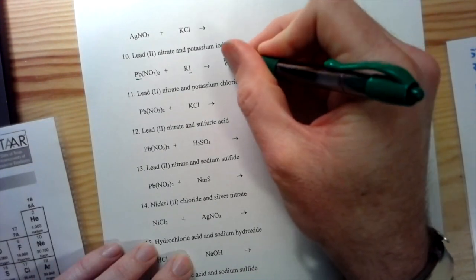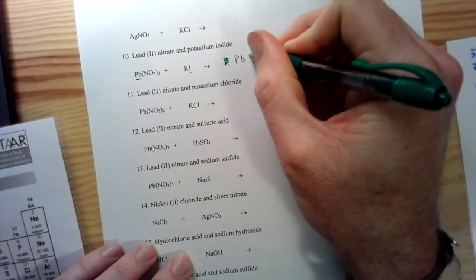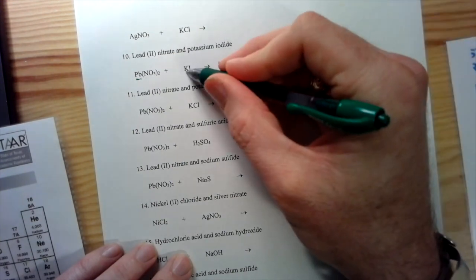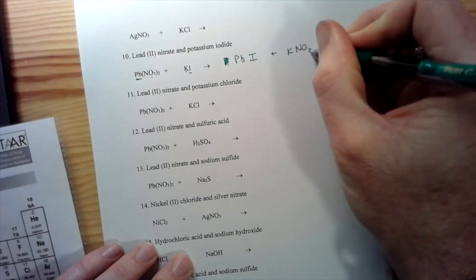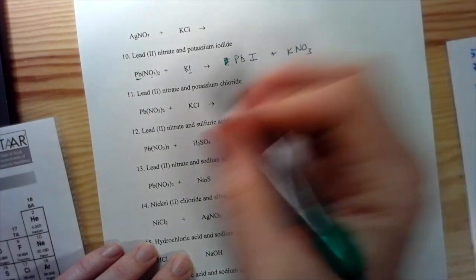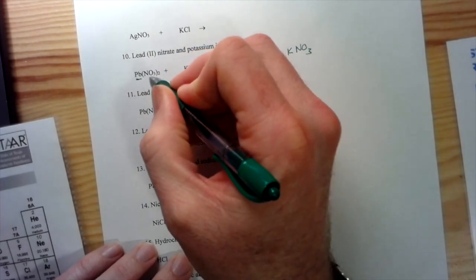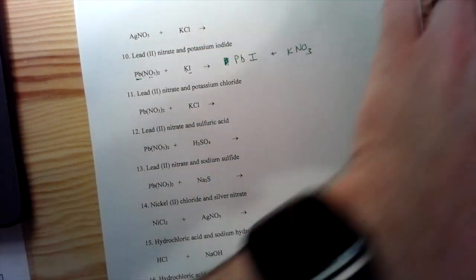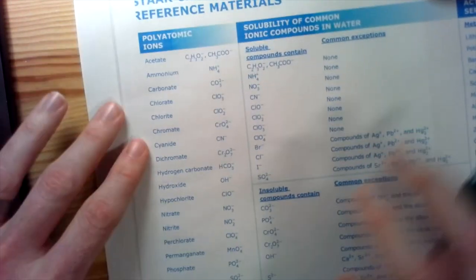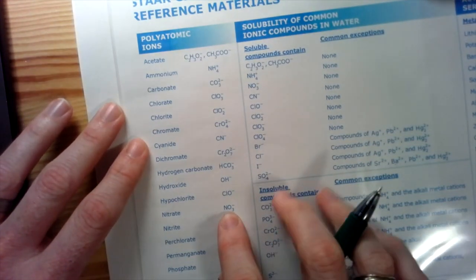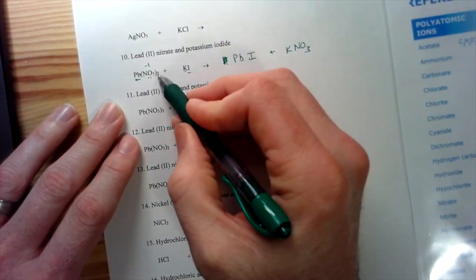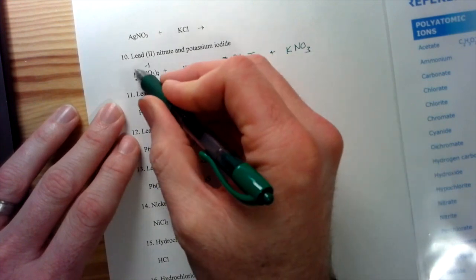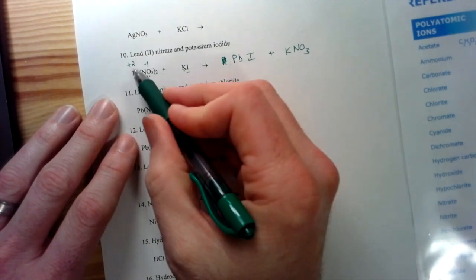So let's do lead. We have lead nitrate, and then we have potassium iodide. Here's Pb and I. So let's do Pb and I, and then let's do K and NO3. All right, so let's fix our products now. We know from our list right here that nitrate was a -1 charge. So we're gonna pop that one over and say that this one is a -1 charge.